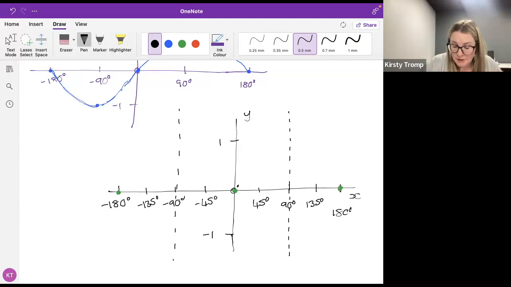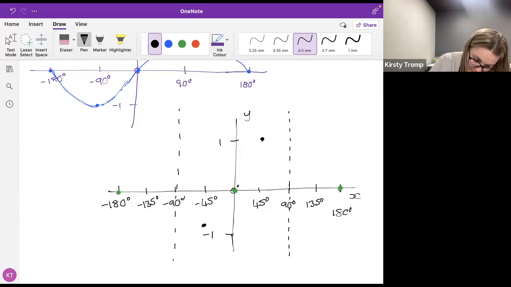Okay, so calculators now. Tan of 45 degrees. What's tan of 45 degrees, please? Good. Tan of 45 degrees is 1. What's tan of negative 45 degrees? Negative 1. Good.